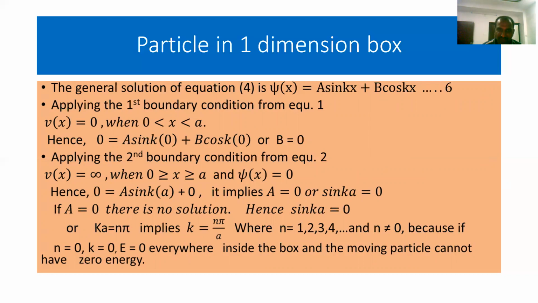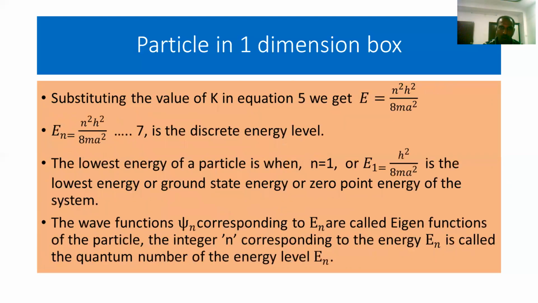Therefore, the general solution for this one is ka = nπ, implies k = nπ/a, where n is an integer which starts from 1 onwards. Here n is not equal to 0, because if n becomes 0, wave propagation vector k becomes 0. As a result, energy is also 0. But the particle cannot move with 0 potential energy. That's why here n = 0 is not allowed.